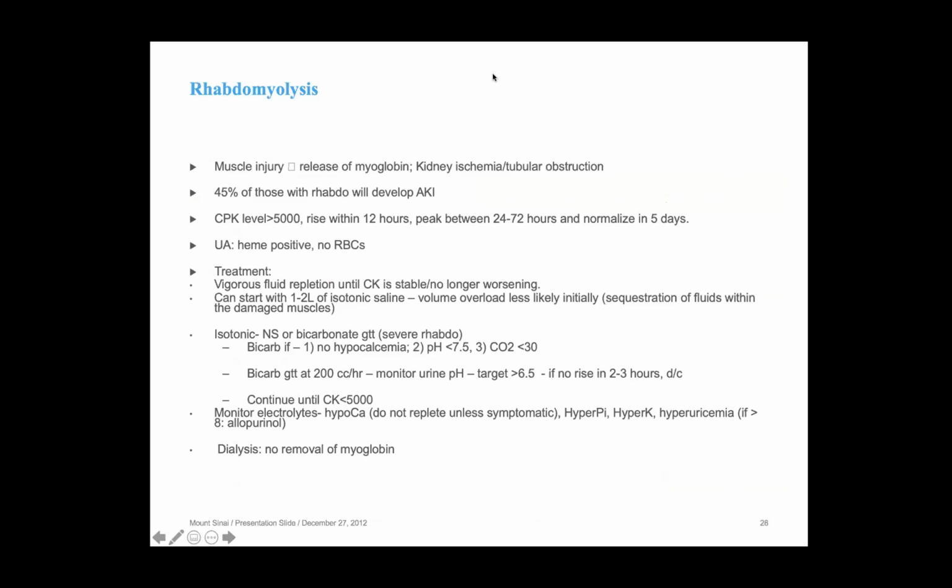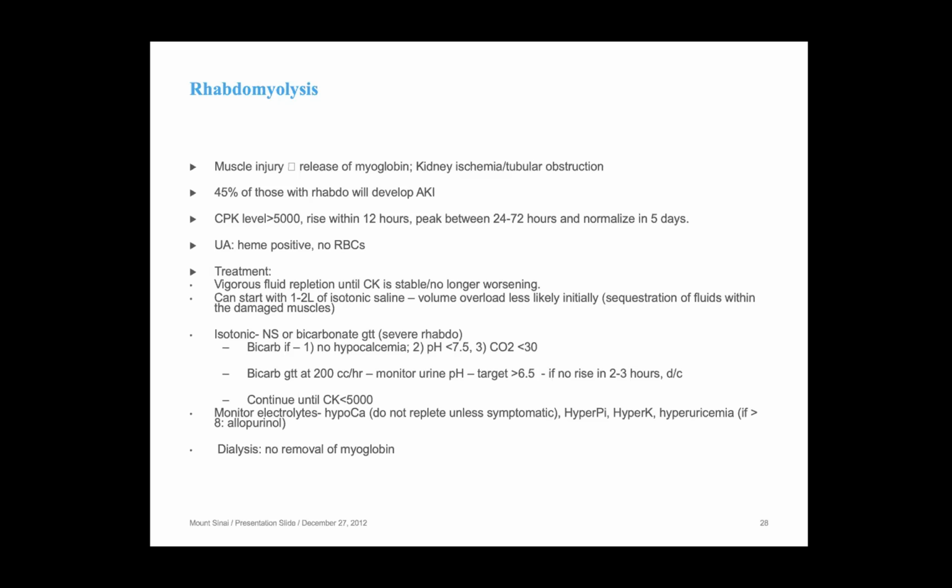Let's talk a little bit about rhabdo. Rhabdo is basically muscle injury causing release of myoglobin and subsequently kidney ischemia and tubular obstruction. Almost 40 to 45% of those with rhabdo. Now, when I say rhabdo, the real rhabdo is CK level of more than 5,000. So anything that's in the 700 to 1,000 range is really not rhabdo. Having said that, our CDI and documentation colleagues prefer to have that diagnosis in the chart, but what I'm talking about is from a clinical setting, what is a risk factor for AKI.